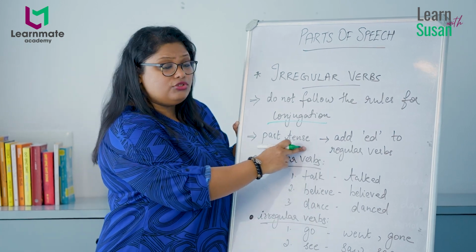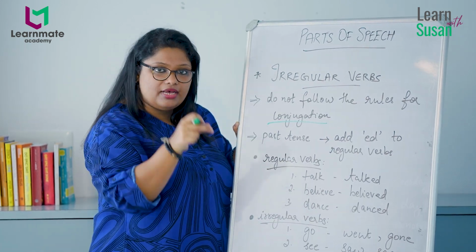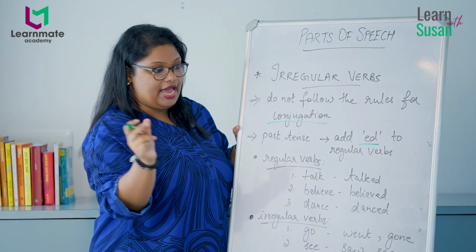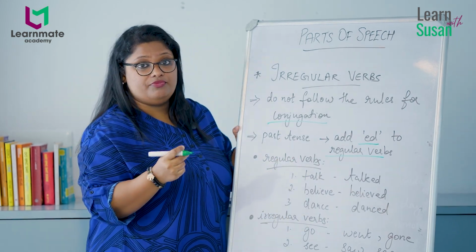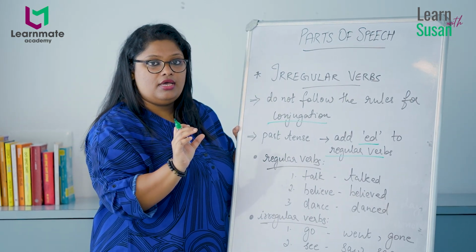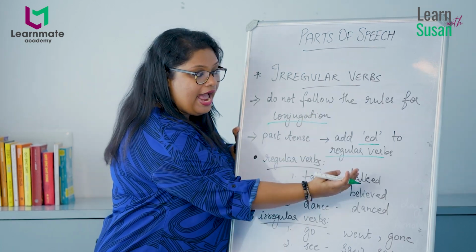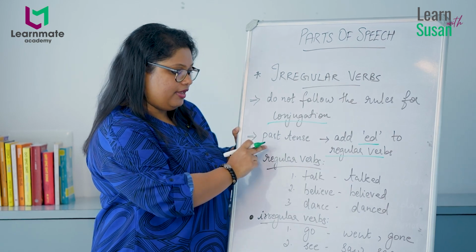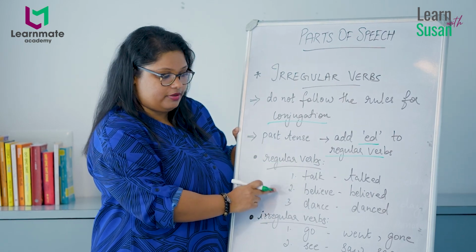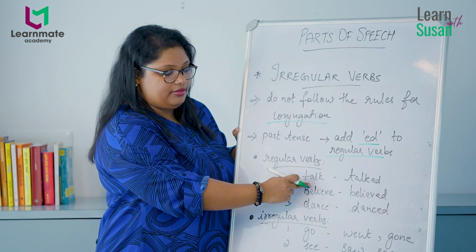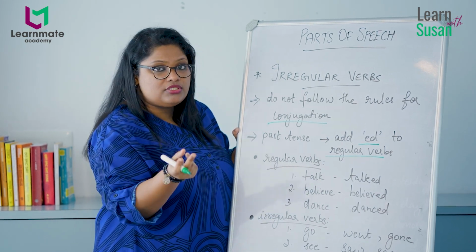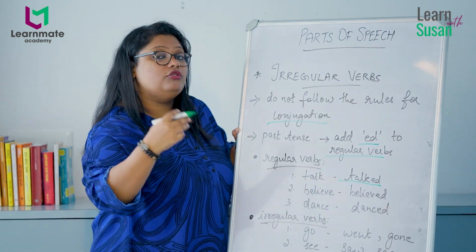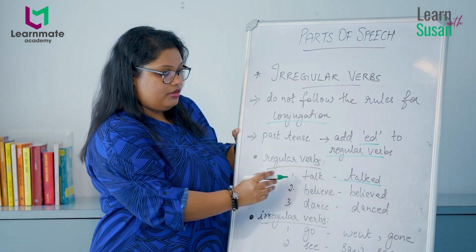Now, usually when we talk about verbs in the past tense, we add ed at the end of these verbs, and these verbs are called regular verbs. So regular verbs, in short, are verbs to which you can add ed at the end when you're using them in the past tense. I've given some examples of regular verbs here. Talk. When I use the verb in the past tense, it becomes talked. She talked to her teacher yesterday.